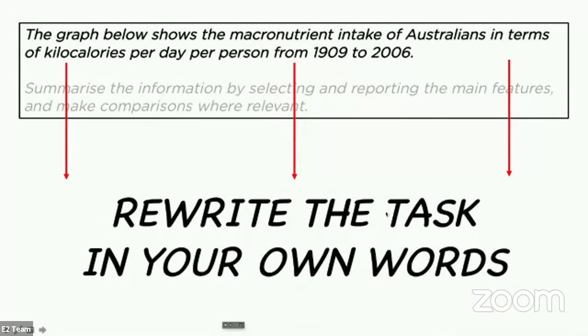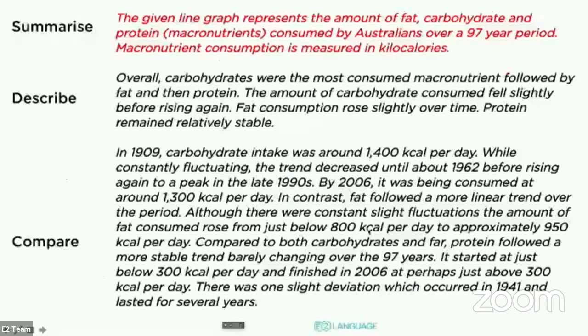Cool. So we've rewritten the task in our own words. So I wrote, the given line graph represents the amount of fat, carbohydrate, and protein or macronutrients consumed by Australians over a 97-year period. Macronutrient consumption is measured in kilocalories.